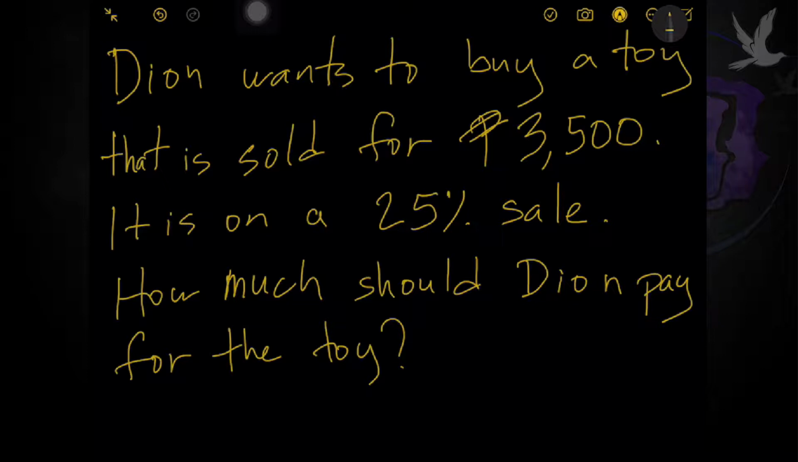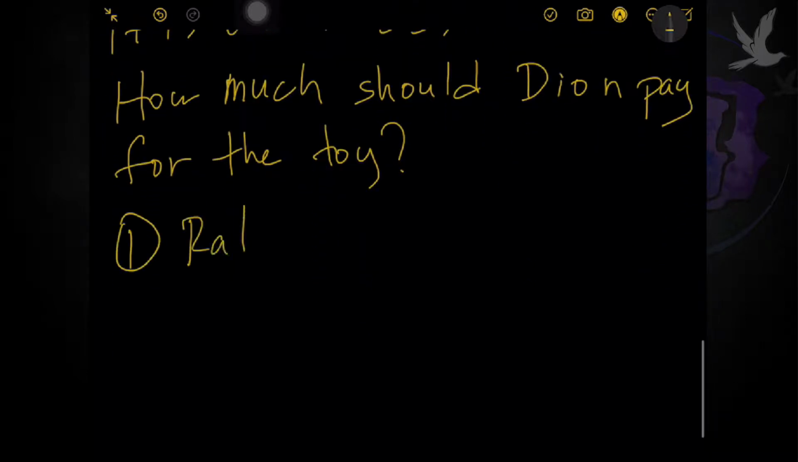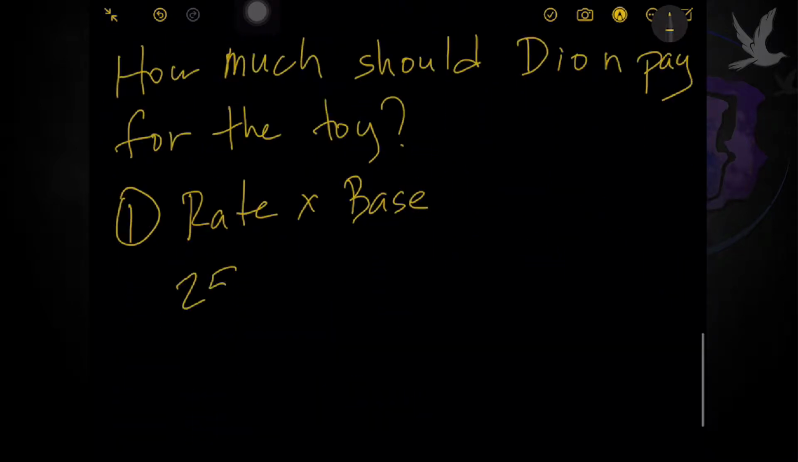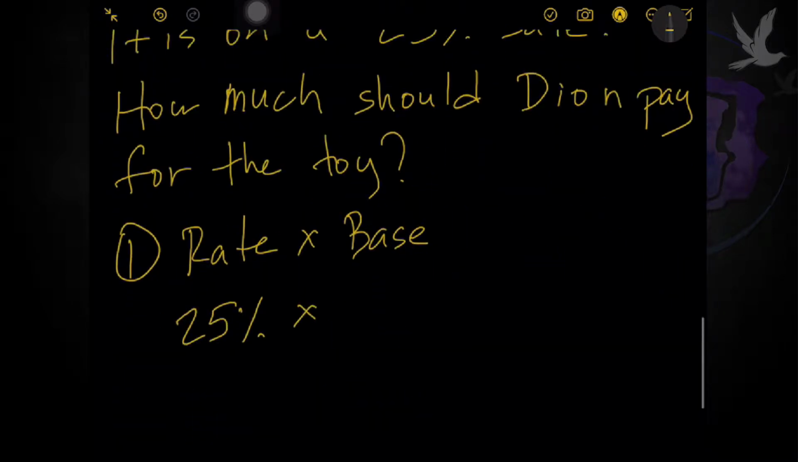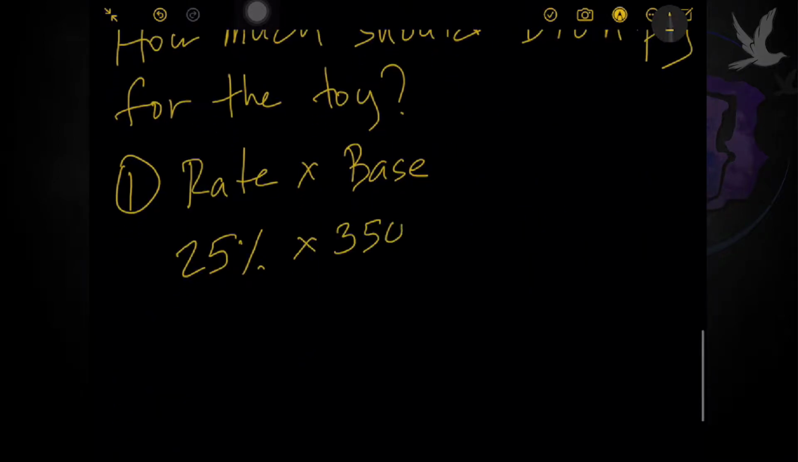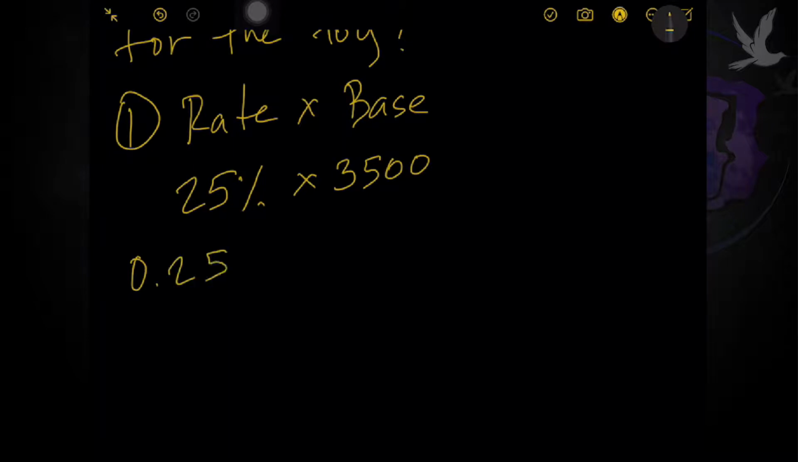Okay, so I'm assuming right now at this point that you're already done answering after pausing the video. Step 1 is to take the rate, then multiply it to the base. And if you notice that our rate here is 25% kasi nga yung may percent sign. And our base is the original price, which is 3,500. Okay. Again, 25% will now be equivalent to 0.25 in decimal. Multiply it to 3,500.